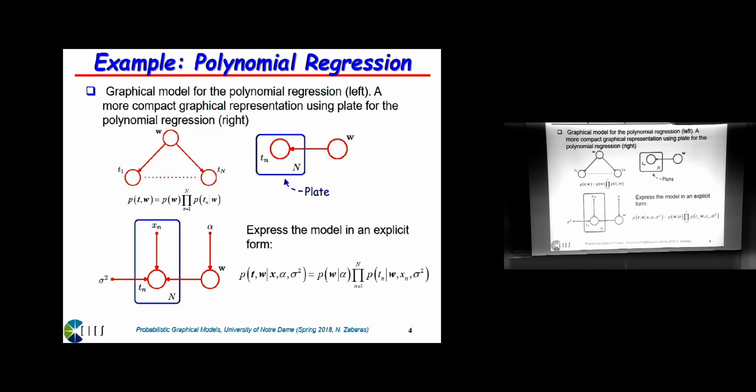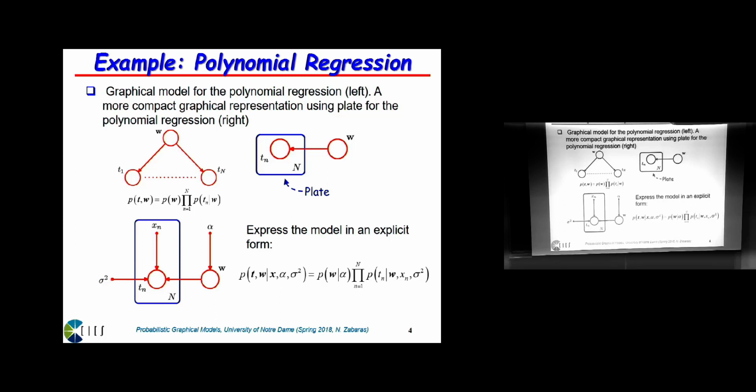What we did is we introduced this plate notation, and everything you see inside the box means it is repeating n times. So when you try to write the joint probability distribution of all the variables in this model, you're going to have the probability of Tn given xn, but now you have n of those, and that's how you get this product. And of course, you have the probability of W given alpha, and alpha and sigma square are taken as fixed parameters right now, so there's no probability affiliated with them.